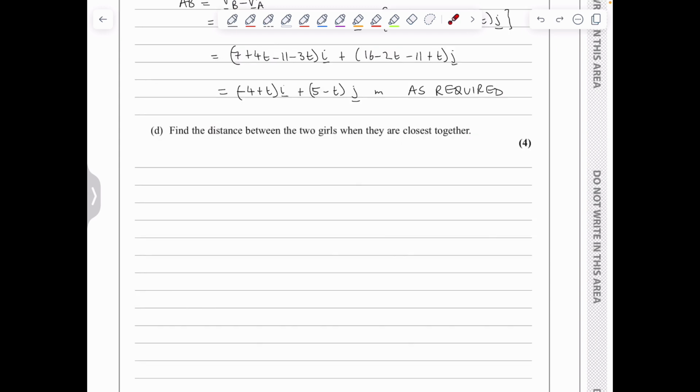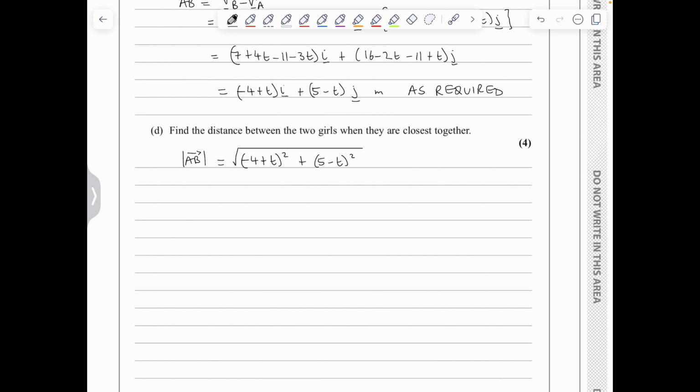In part D, we are asked to find the distance between the two gears when they are the closest together. So I will start by finding the magnitude of the vector AB. This will give me a function for the distance between the two gears in terms of t, the time. So it's the i component (t minus 4) squared plus the j component (5 minus t) squared, and all square root.